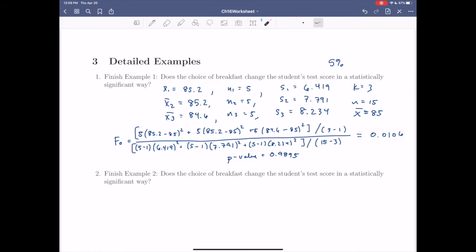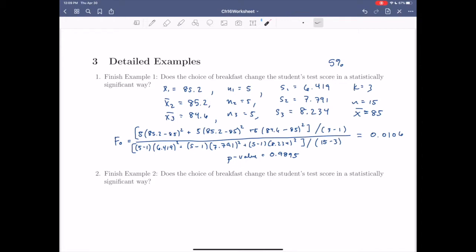So it looks, at least according to this data, for example 1, that we are not going to reject the null hypothesis. In other words, there is no difference in breakfast, or breakfast has no effect on the test score. So the test scores are not different based on the student's choice of breakfast that morning.